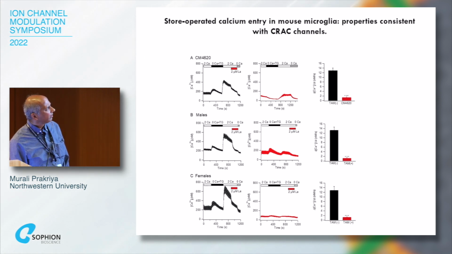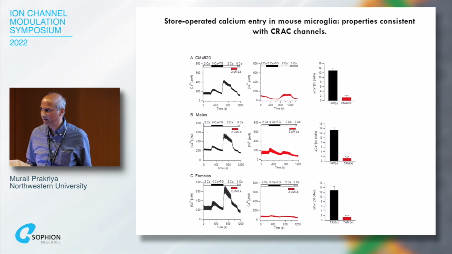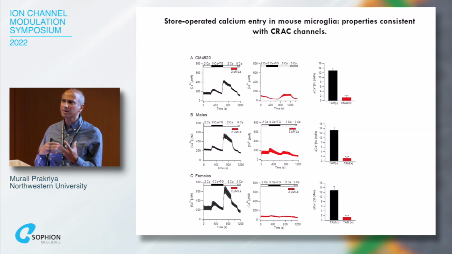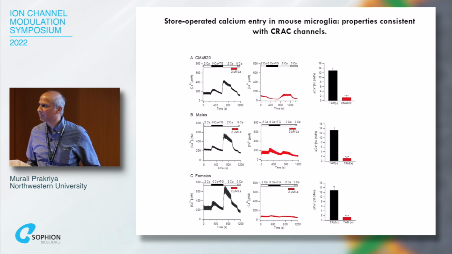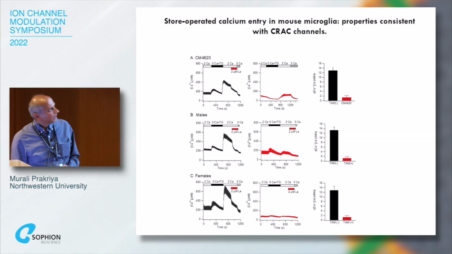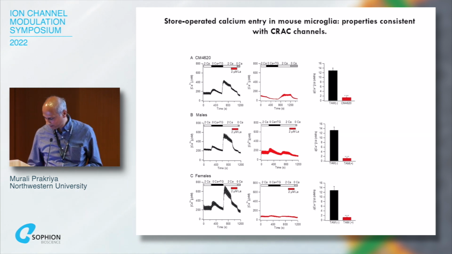I should also point out that there is no real difference in the amplitude or the other properties of calcium signals between male and female microglia, and we thought this was important to look at given the very sex-specific contributions of microglia to neuropathic pain. So deletion of ORAI1 basically blocks store-operated calcium entry in both cases.